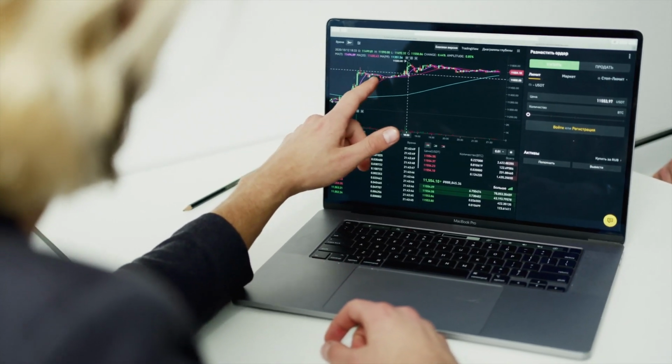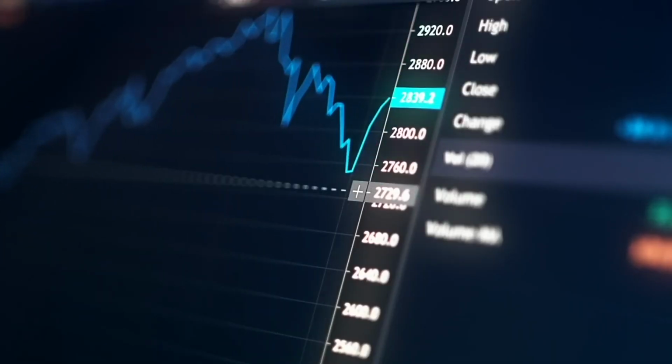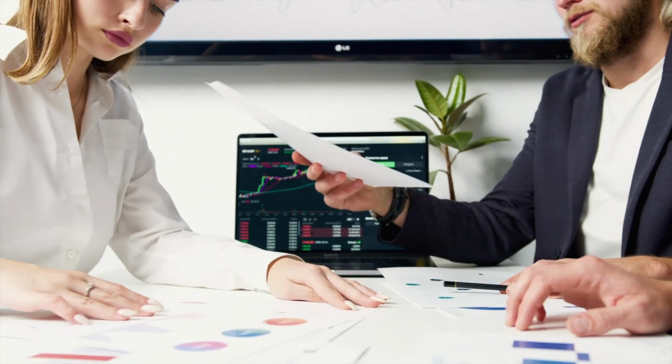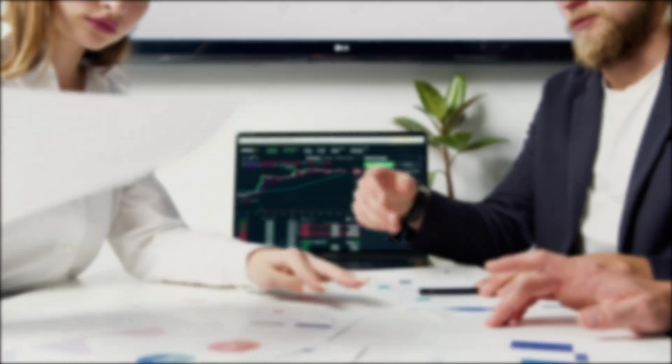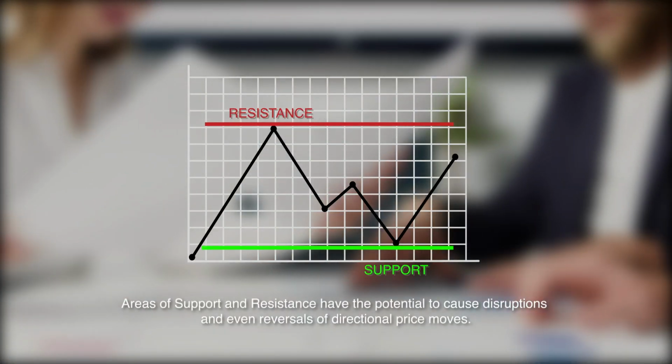Support and resistance levels are used by traders across all different timeframes and all types of trading markets to identify areas at which buying or selling pressure may increase, potentially with enough force to cause either a disruption or a reversal of the current price move.